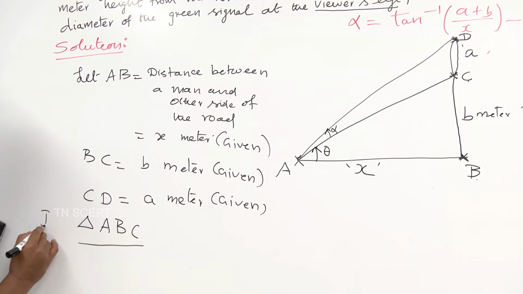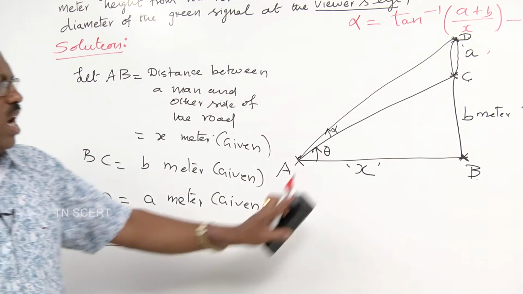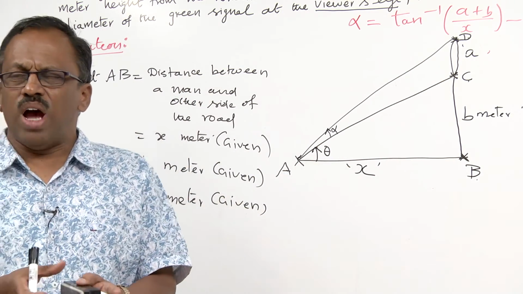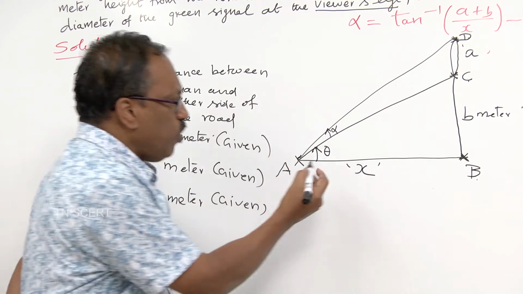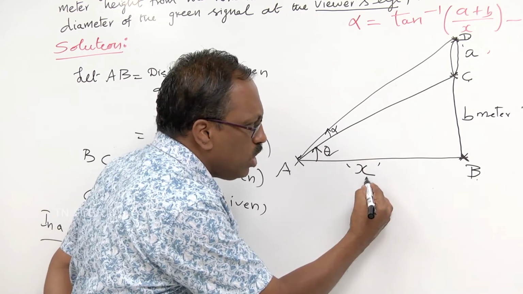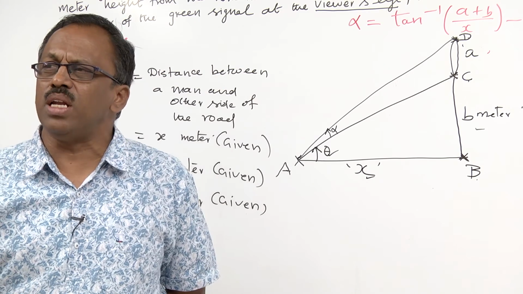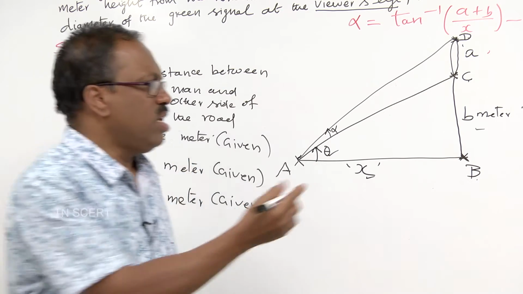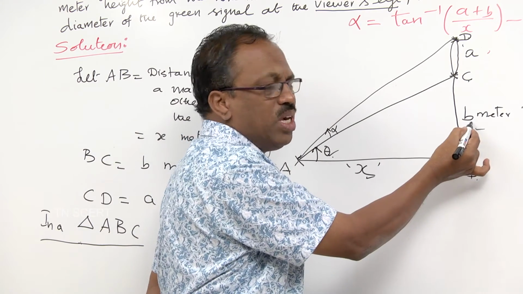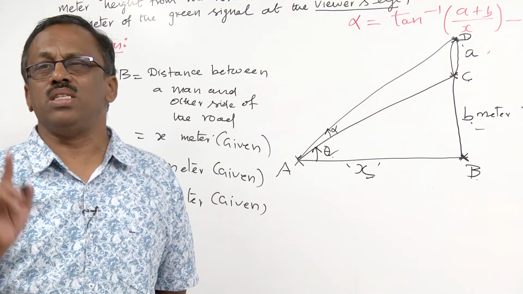In a triangle ABC, you know there are trigonometrical ratios. If you know this angle and these two sides, we can very well apply trigonometrical identities. What is that identity? That is opposite side and adjacent side. The side opposite to that angle is b, adjacent to the angle is x. So I am going to take tan theta.